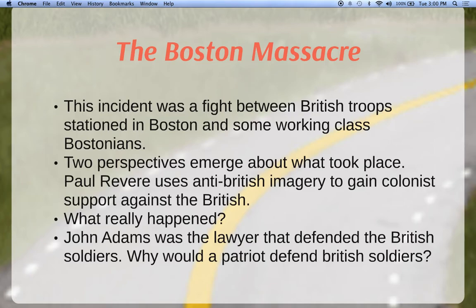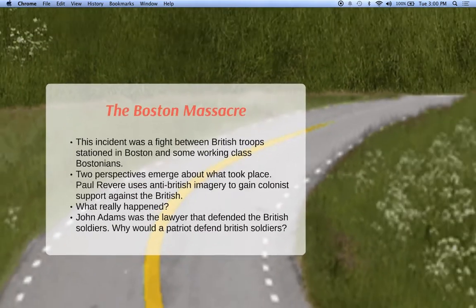Boston Massacre. One of the things in the end was our second president, John Adams, a well-known patriot, founding father. He actually was the lawyer and defended the British soldiers. So we got to ask ourselves, why would a patriot defend these British soldiers? Some questions to continue to ask.